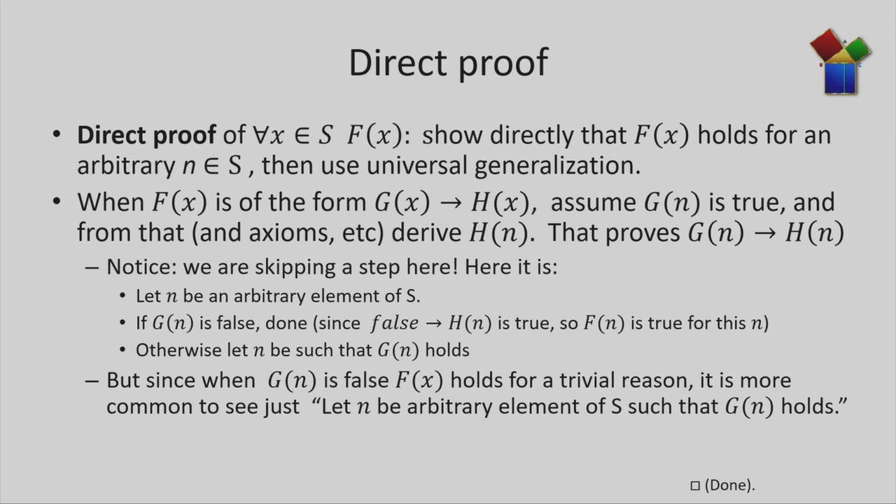So again, here's one example where there is a step that people commonly skip because the proof of that step is kind of trivial and people sort of know it, and so they go to the interesting part right away. So again, when you see a line, let n be an arbitrary element of S such that g of n holds, think about it as, there are several parts here. There is a skipped step, but I know what this step is, so I'm fine with it.